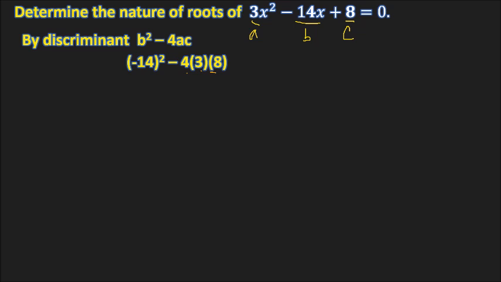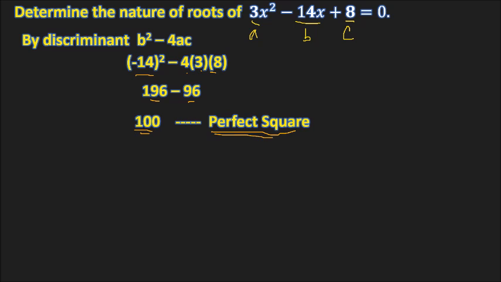4ac. In this case, a is 3 and c is 8. And simplifying further, we have 196, which is negative 14 squared. And 4 times 3 times 8 is 96. Then 196 minus 96 is of course 100, which is a perfect square because if we extract its square root, then it's 10. The square root of 100 is 10.